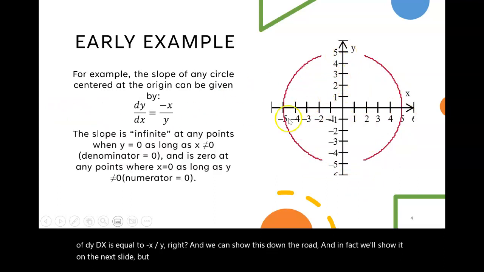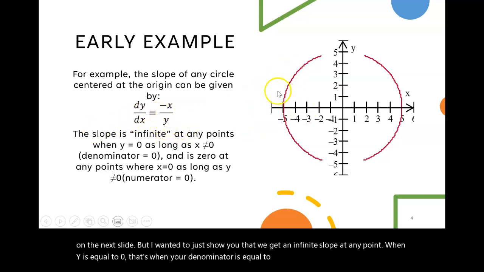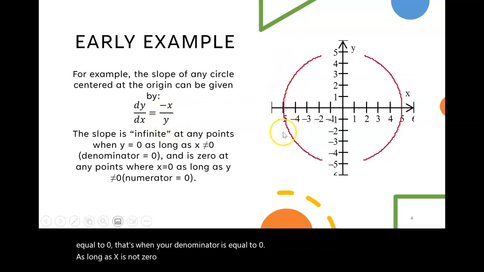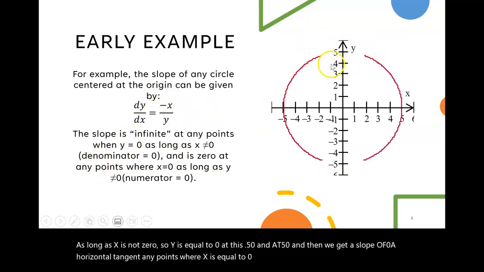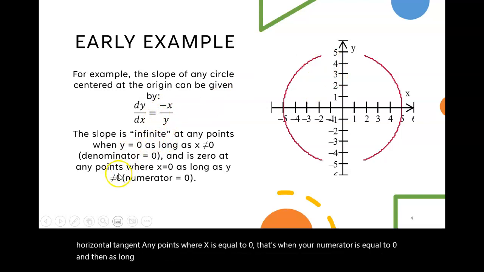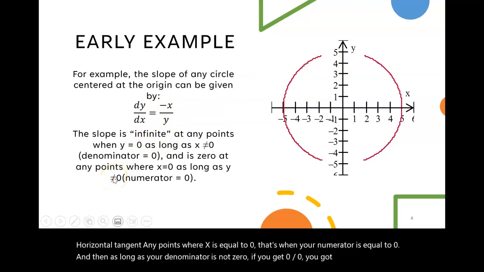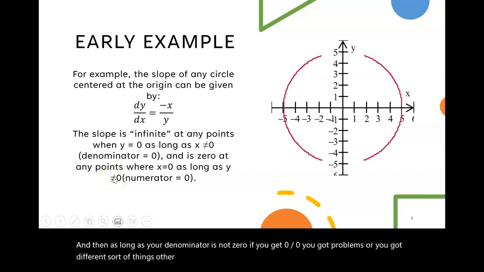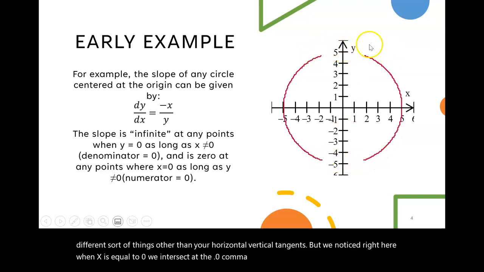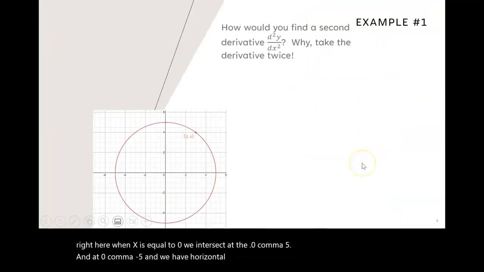But I wanted to just show you that we get an infinite slope at any points when y is equal to 0. That's when your denominator is equal to 0, as long as x is not 0. So y is equal to 0 at the points (-5, 0) and (5, 0). And then we get a slope of 0, a horizontal tangent, at any points where x is equal to 0. That's when your numerator is equal to 0, as long as your denominator is not 0. If you get 0 over 0, you've got problems, or you've got different sorts of things other than horizontal or vertical tangents. But we notice right here, when x is equal to 0, we intersect at the points (0, 5) and (0, -5). And we have horizontal tangents at those two spots.